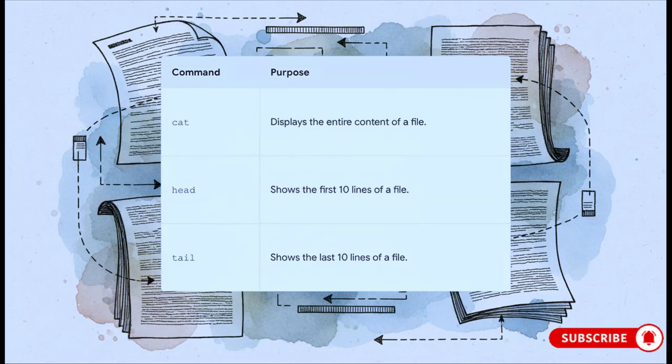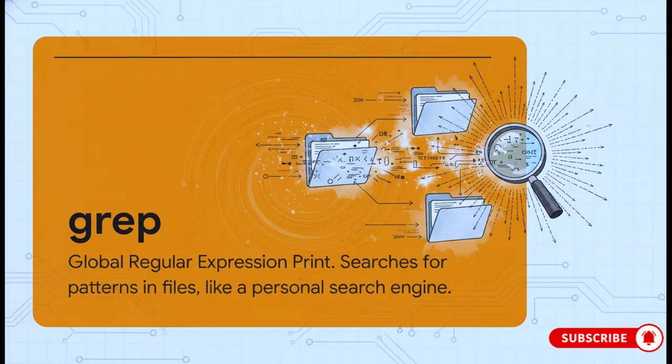Let's say you just want to quickly peek inside a file without opening a whole text editor. You've got a few great options here. The cat command will spit out the entire contents of the file right onto your screen. Now, if it's a huge file, that can be a lot. So that's why we also have head and tail, and they do exactly what they sound like. Head shows you the first 10 lines, and tail shows you the last 10. This is an absolute lifesaver when you're looking at log files. Now, get ready for one of the most powerful words in the entire Linux language, grep.